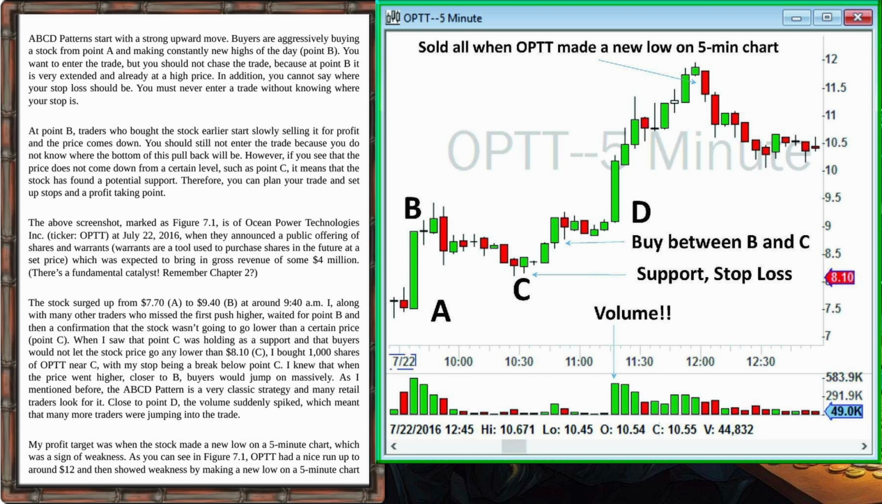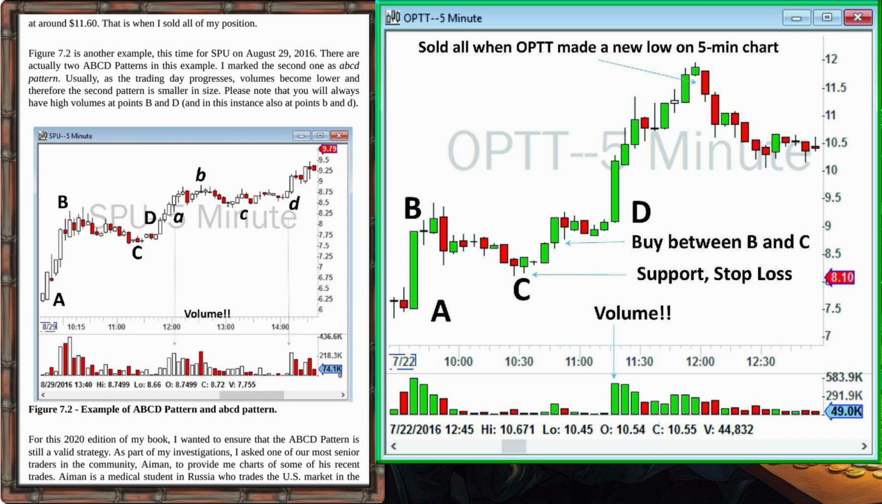As I mentioned before, the ABCD pattern is a very classic strategy, and many retail traders look for it. Close to point D, the volume suddenly spiked, which meant that many more traders were jumping into the trade. My profit target was when the stock made a new low on a 5-minute chart, which was a sign of weakness. As you can see in Figure 7.1, OPTT had a nice run up to around $12, and then showed weakness by making a new low on a 5-minute chart at around $11.60. That is when I sold all of my position.